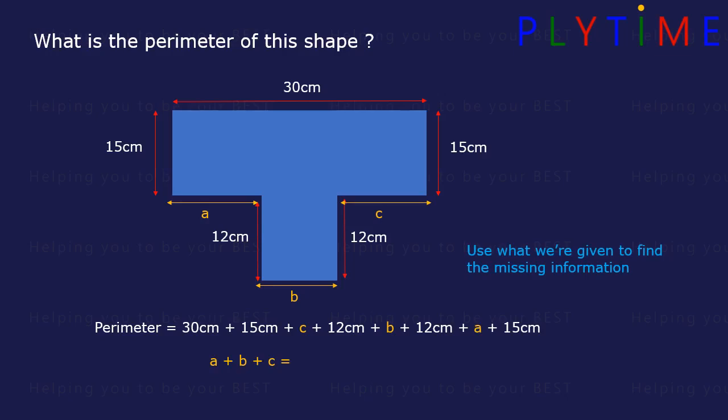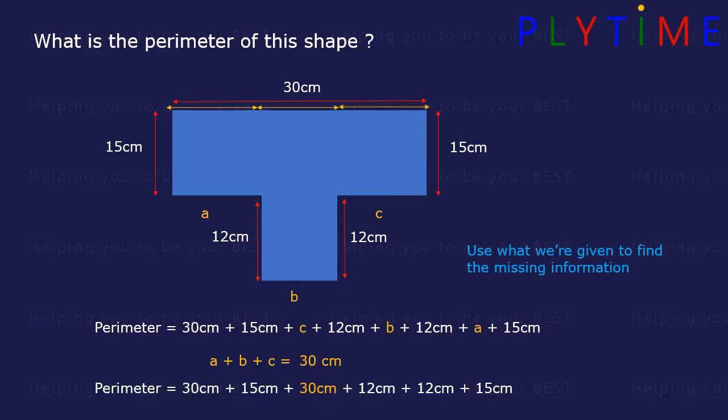What's the length of A, B and C? If we add A and B and C together, we can see it's the same length as the top side, 30 centimetres. So we can substitute 30 centimetres for A, B and C, and then we can add up and find the perimeter. It's a total of 114 centimetres. If we were to convert this to metres, it would be 1.14 metres.